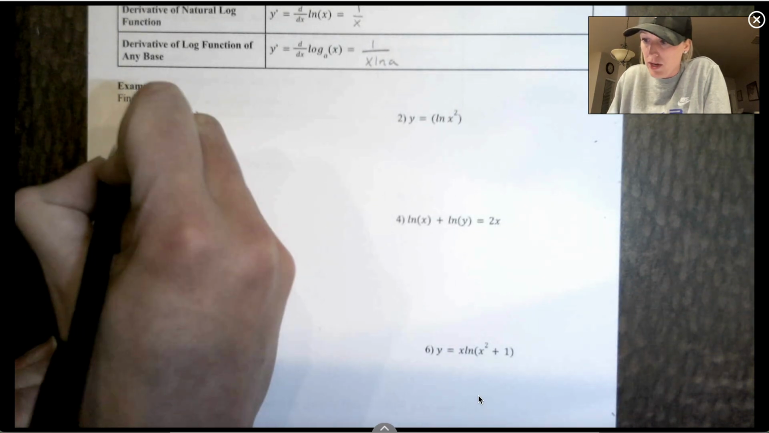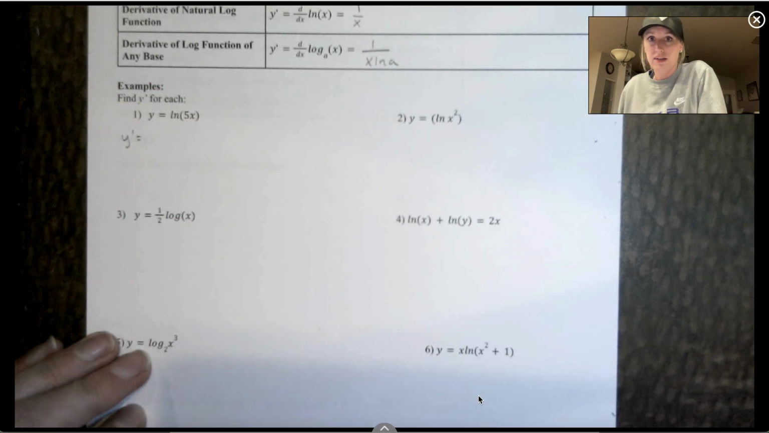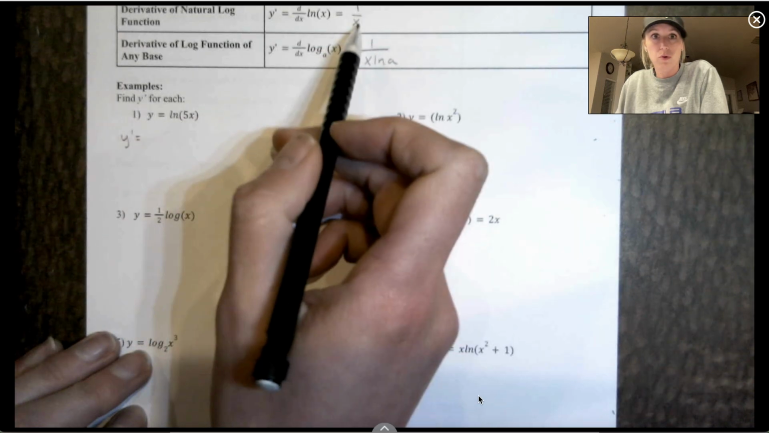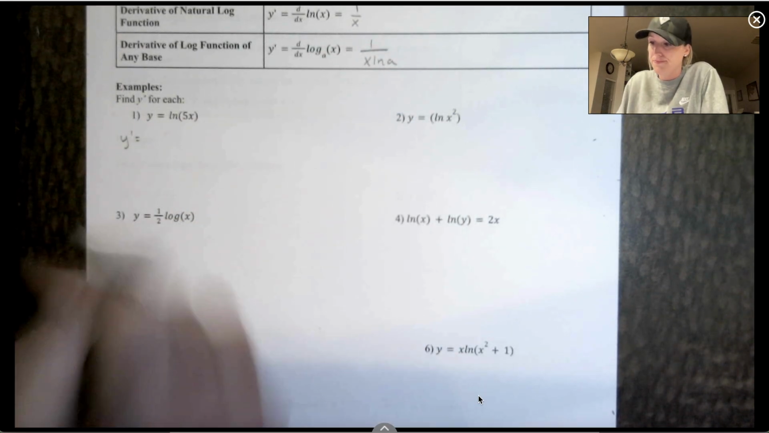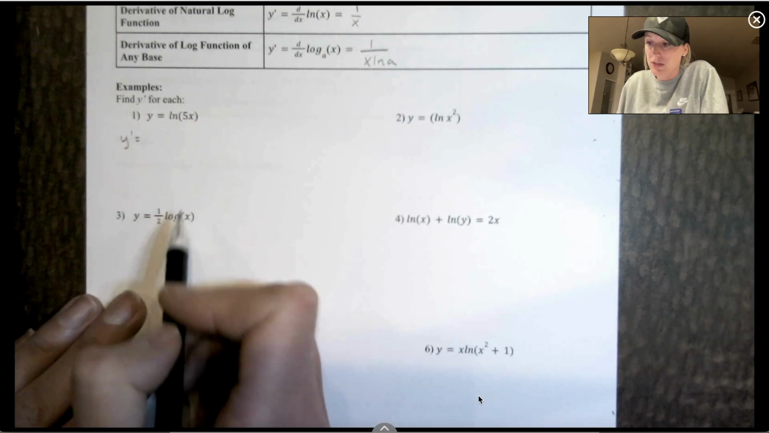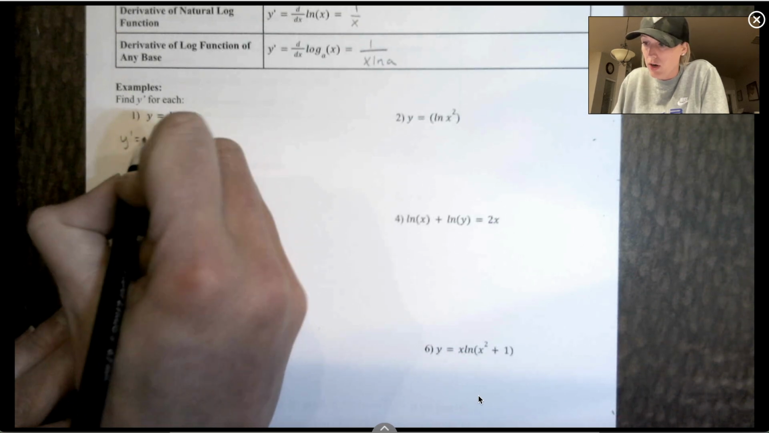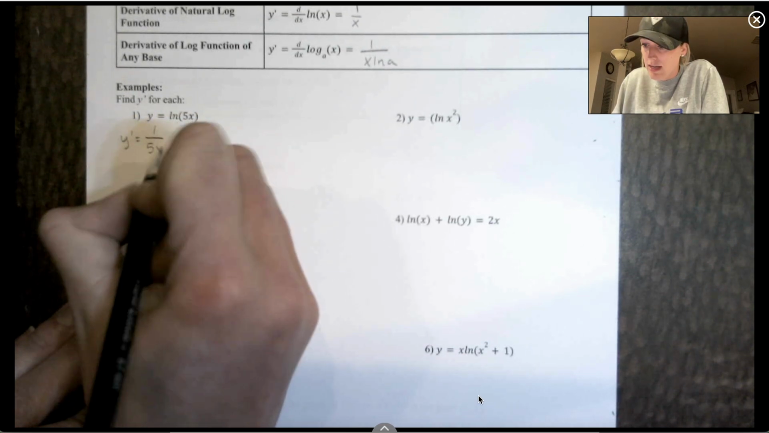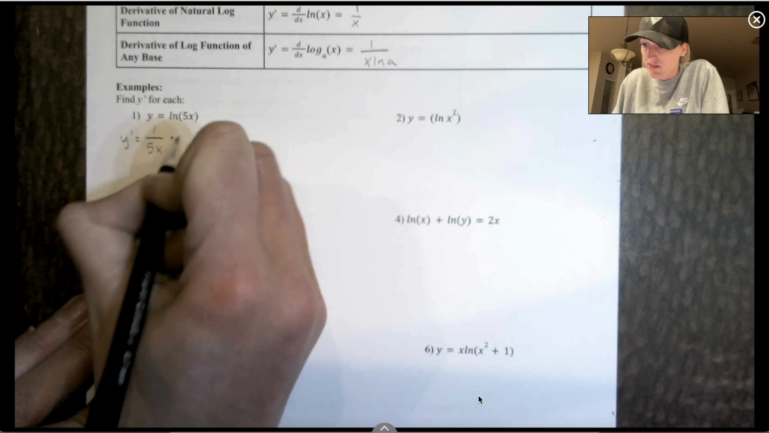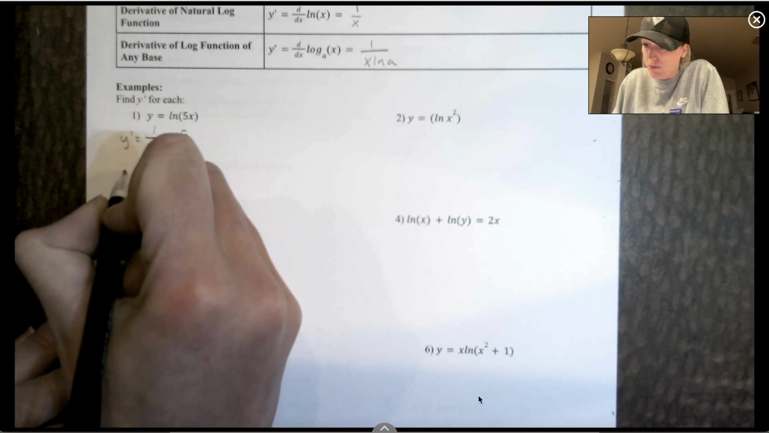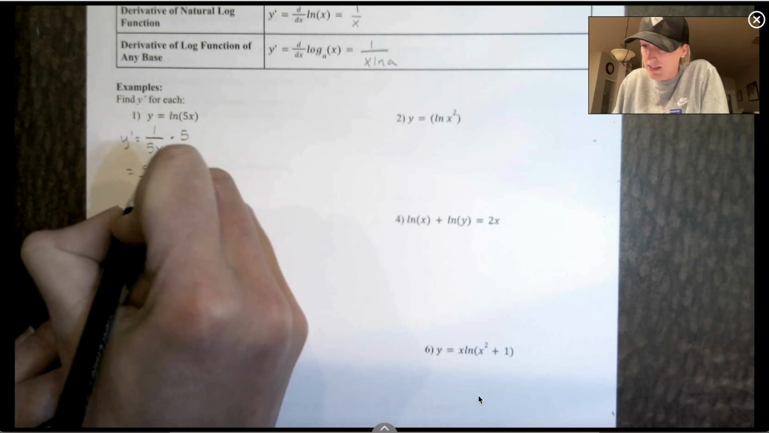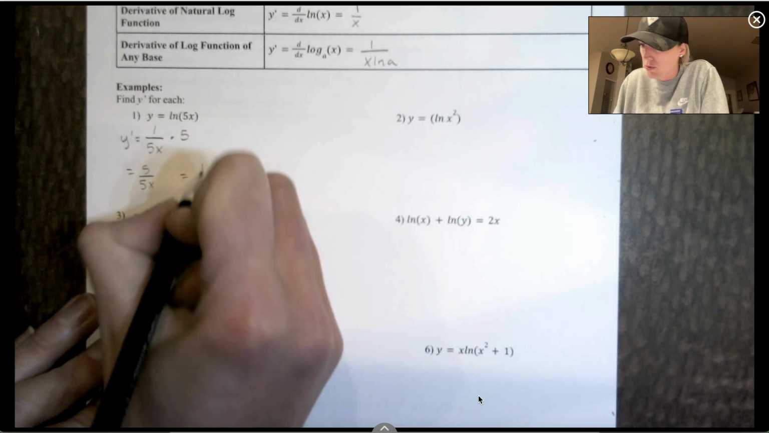Okay, so we are going to be using this new one as well as the old one that we knew, and the chain rule. My outer function on this one is natural log of x, so 1 over my argument times the derivative of the inside, which is just 5. So this becomes 5 over 5x, which still simplifies to 1 over x.